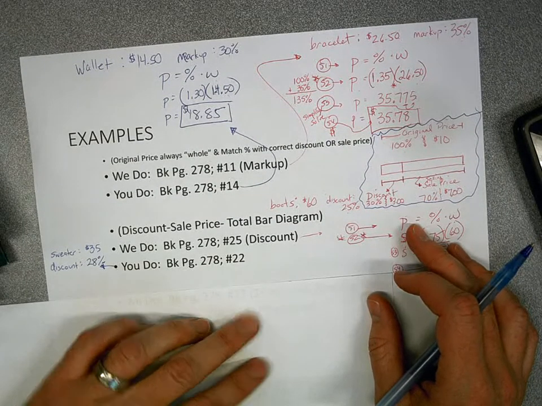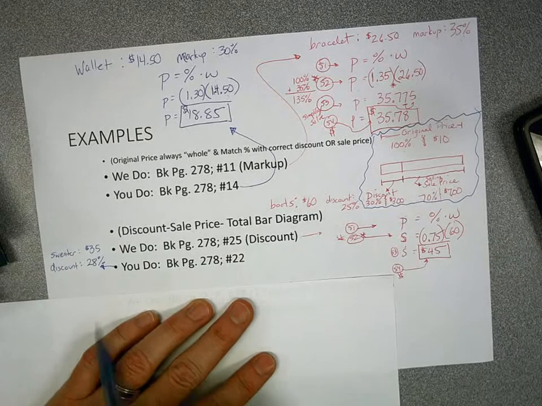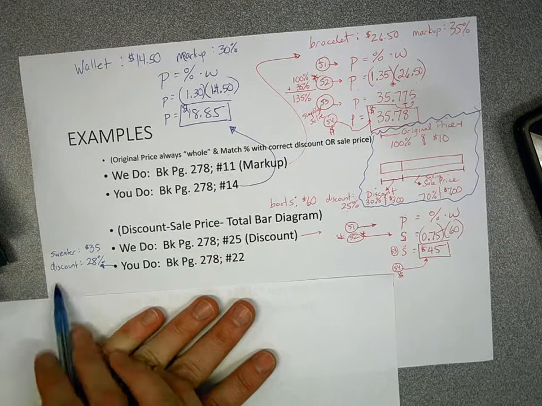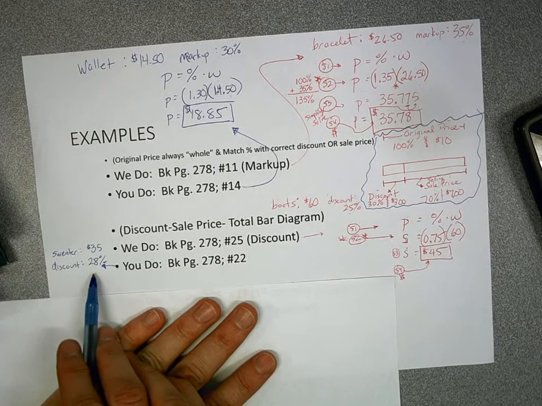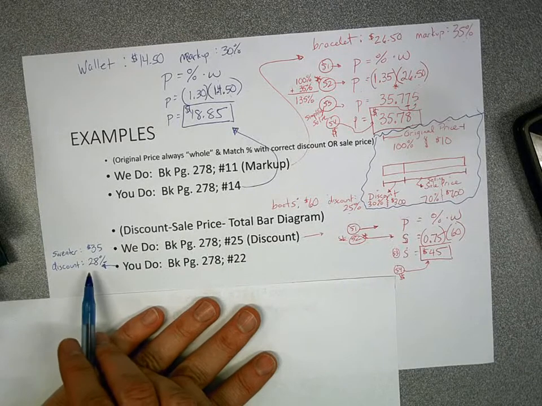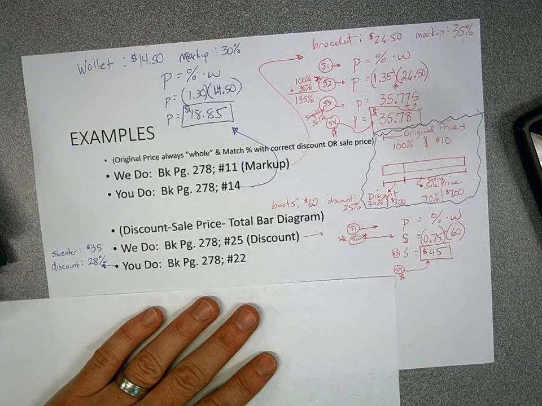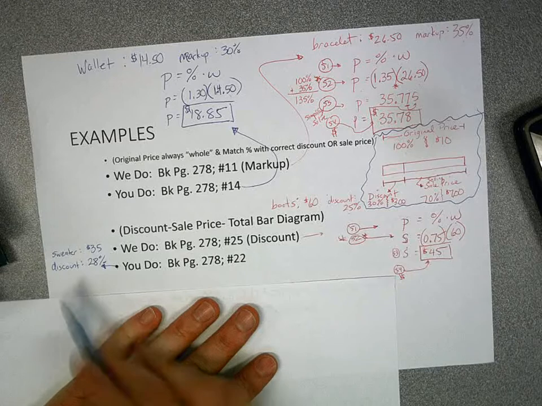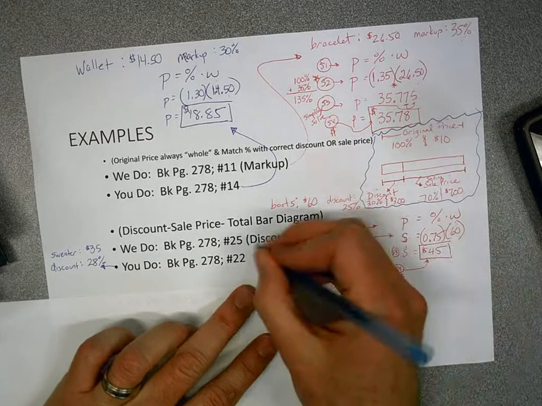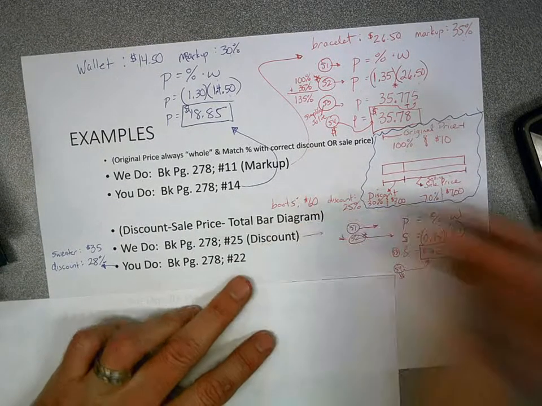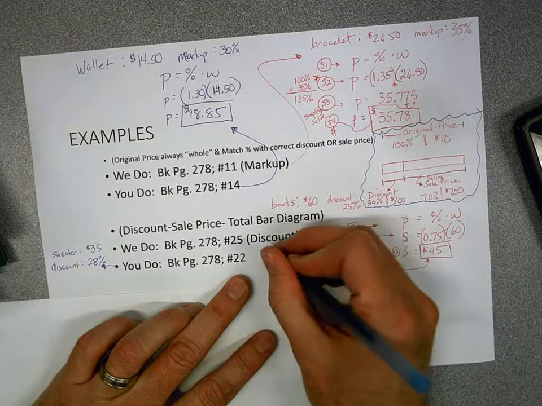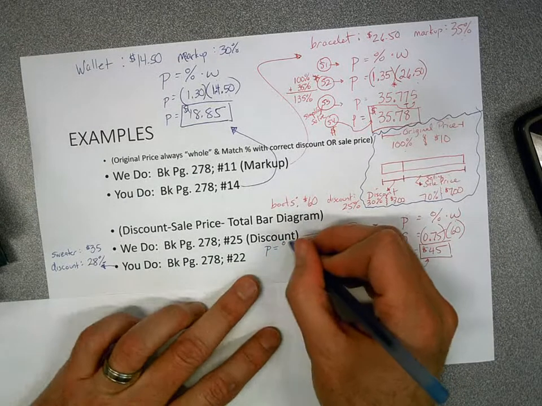So for number 22, the sweater was $35. The discount's 28%. Now that's a little funky, right? Like we don't always see that. It's usually rounded to the nearest 5, right? 25, 30%, 45%, 50%, something like that. However, it is 28%. That's okay. That doesn't really make it much harder. So here we go. The very first step, I have my equation. Percent equation: part equals percent times whole.